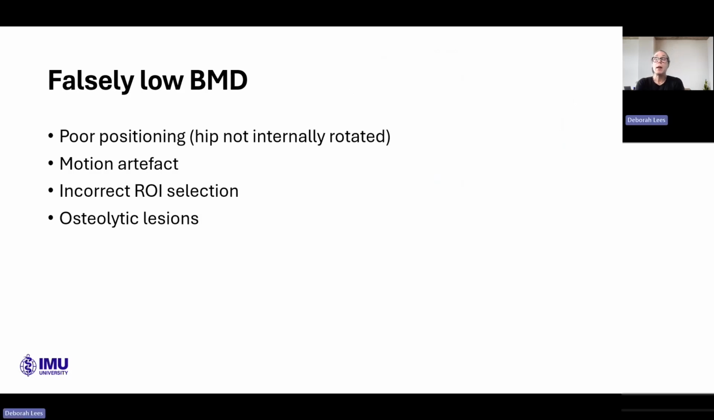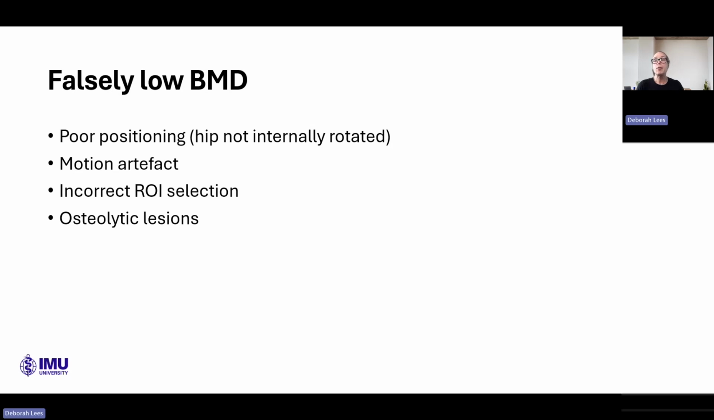You can get a false low bone mineral density. Generally, this is because of poor positioning. So this is the importance of having the hip internally rotated, those legs internally rotated 15 to 25 degrees. And that's so that we get a full profile of the femoral neck and the femoral head because of the anteversion. The person might jiggle around, might move, particularly if they're a bit restless.